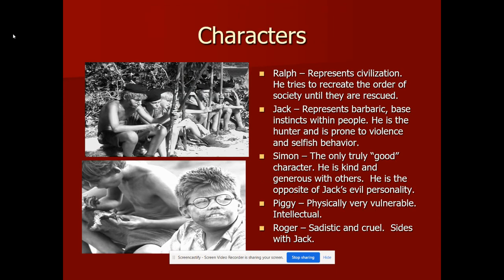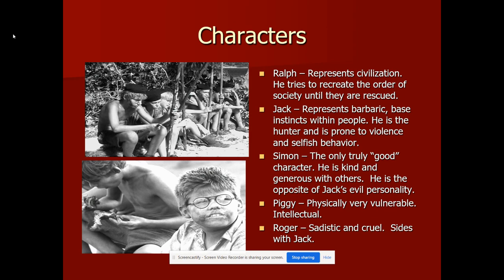Okay, so you can shorten these on your study guide and just write down what you need to here, but I need you to remember these characters because they are the main boys in the book. First is Ralph. He represents civilization. He tries to recreate the order of society until they're rescued. He's more democratic. He's elected by the boys because he's the biggest and the strongest and the most likable. So he's kind of a natural leader.